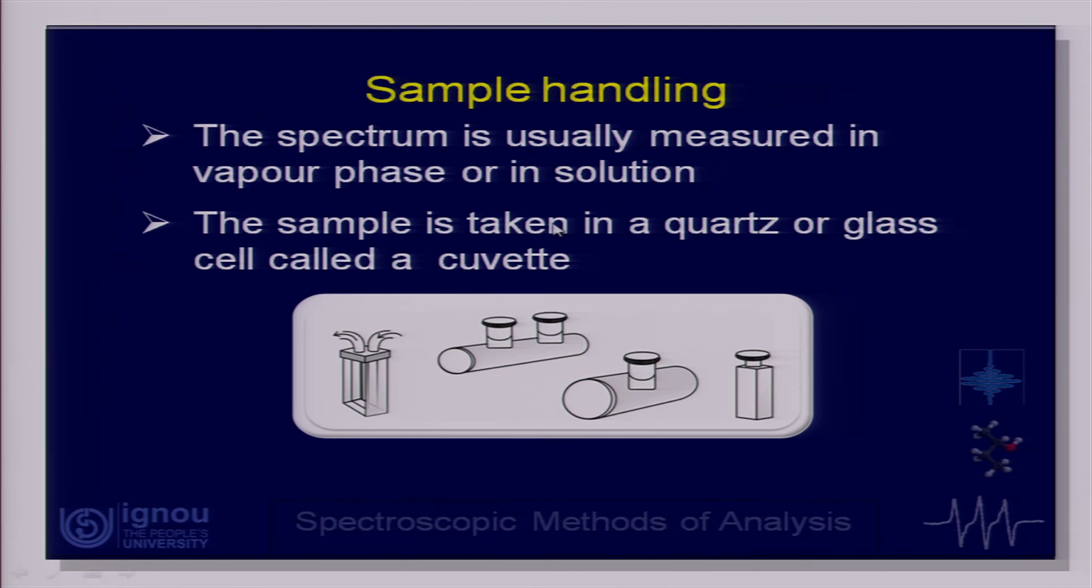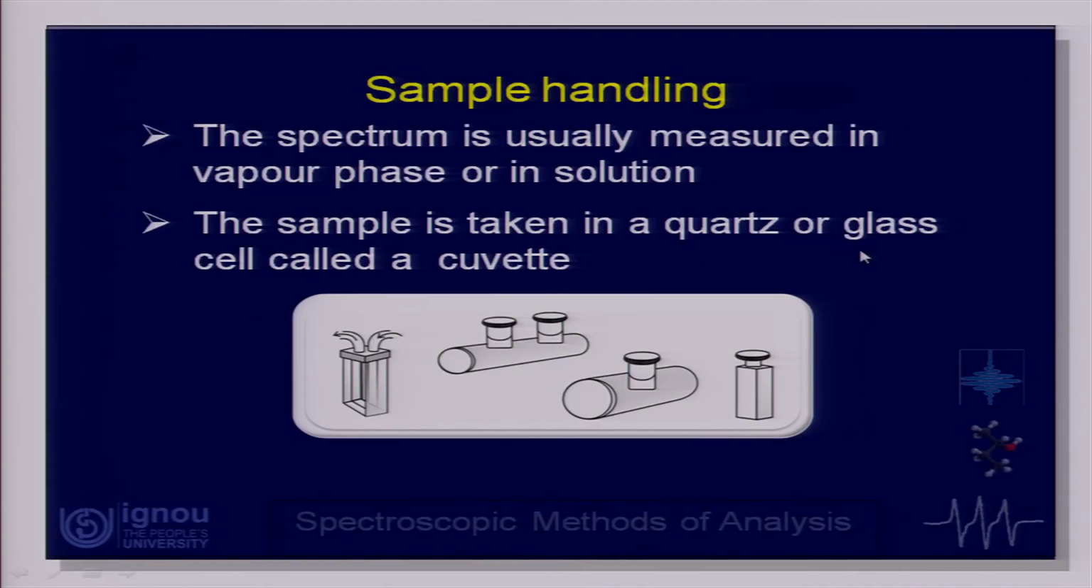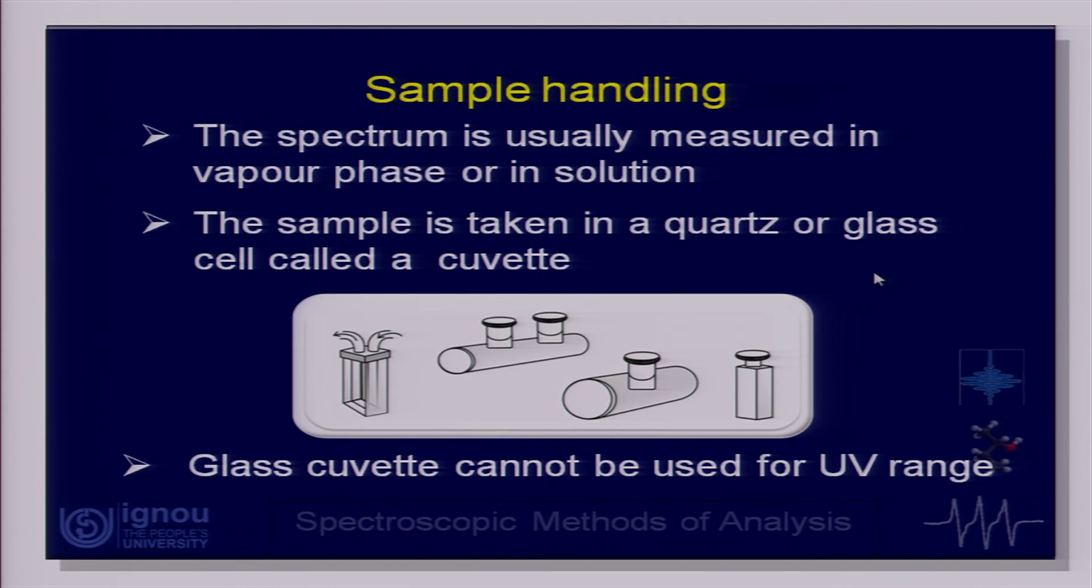That container is called a cuvette, and that is typically made up of quartz or glass. These cuvettes come in a variety of shapes. Depending on the kind of requirement, we can use a cuvette of a suitable type. But what is important to note here is that though these cuvettes come in quartz or glass, if I have to use them in the UV range, I cannot use glass, because glass itself absorbs UV radiation. So, I cannot use a glass cuvette for making UV measurements.